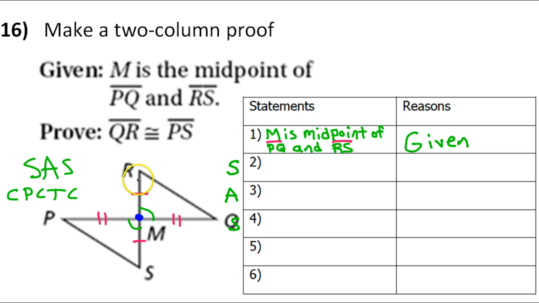RM is congruent to MS. We knew these would be congruent because this was the midpoint, and that's the definition of midpoint. So that's the reason: definition of midpoint.